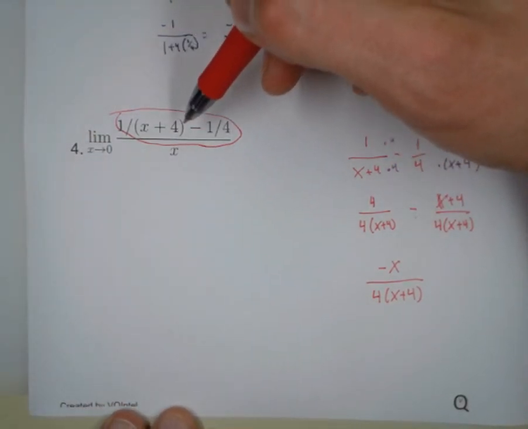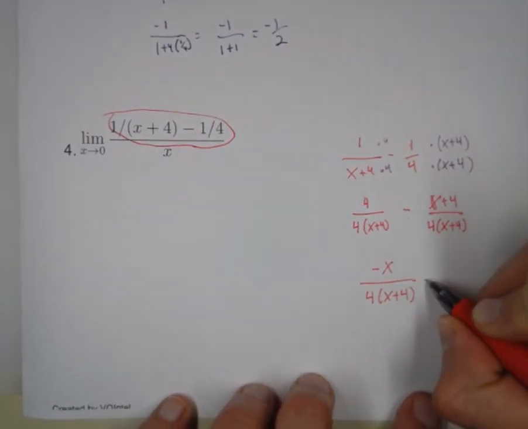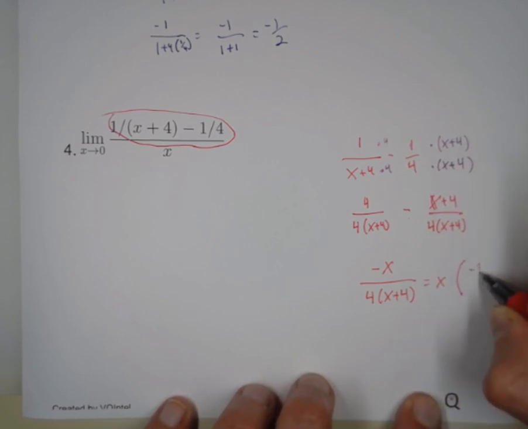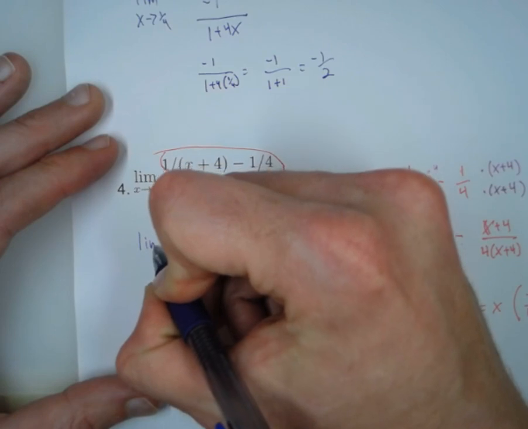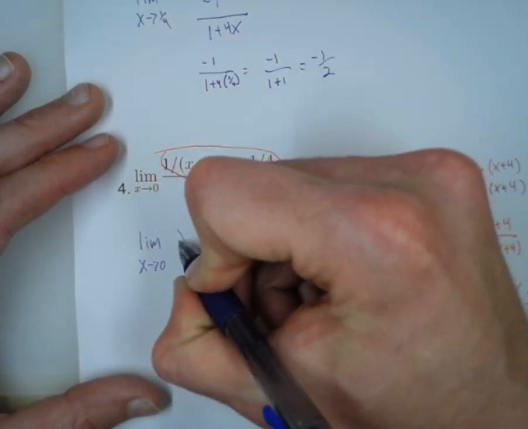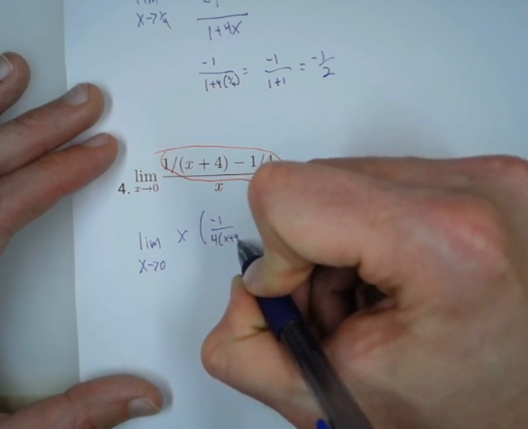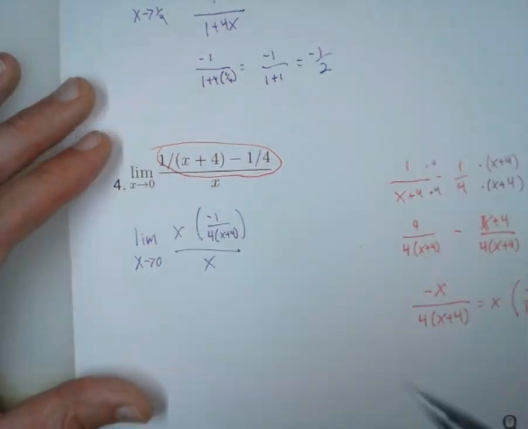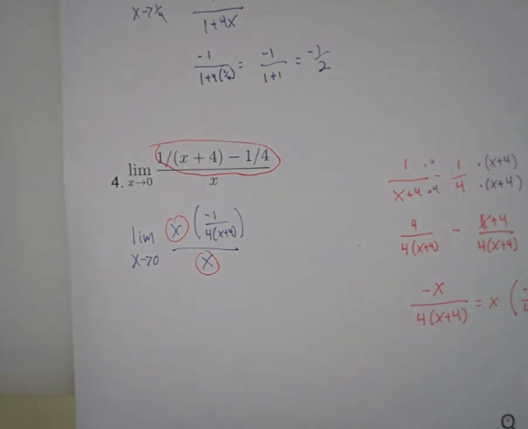Now again, what am I trying to do? I'm trying to cancel out this x. Well, now I can see here, what if I took an x out of this? What am I left with? Negative 1 over 4 times the quantity x plus 4, like that. Well, there's my x that I can cancel away. So over here, I'm going to rewrite this limit as x approaches 0. And here's my numerator: x times negative 1 over 4 times x plus 4, all over x. So now I've got my x that I can cancel out. So I've factored out the x, and now we cancel it.